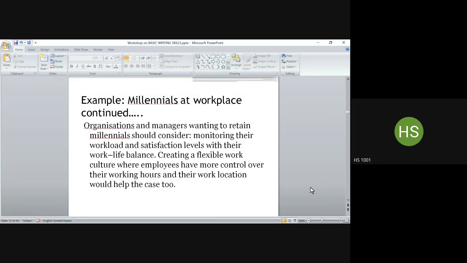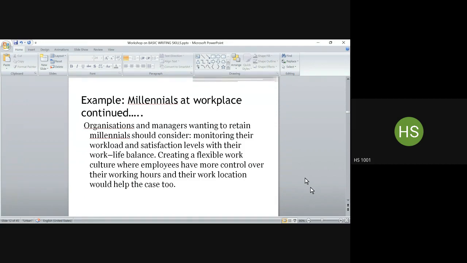Organizations and managers wanting to retain millennials should consider monitoring their workload and satisfaction levels, creating a flexible work culture where employees have more control over their working hours and their work location would also help the case too. It sounds more like a recommendation given to companies or organizations to manage this problem. So this can be considered as a concluding sentence to your overall paragraph, right? That you have read about the millennials and their attitude at workplace.